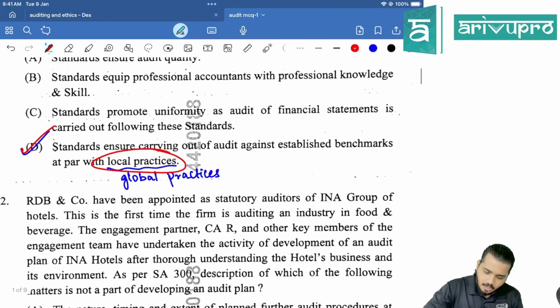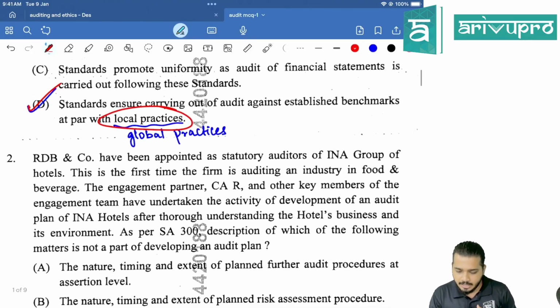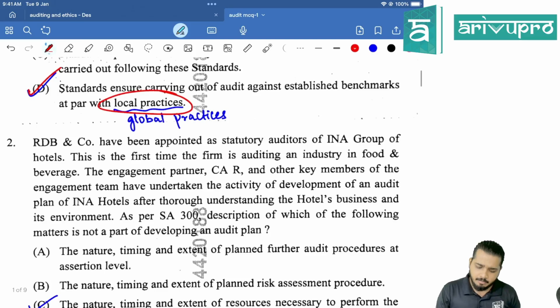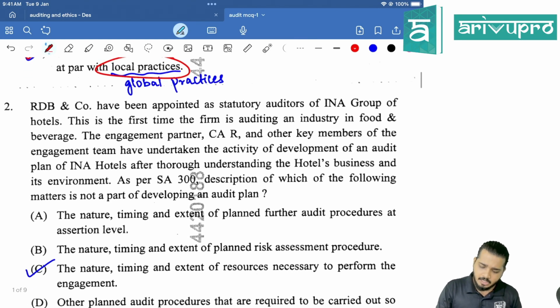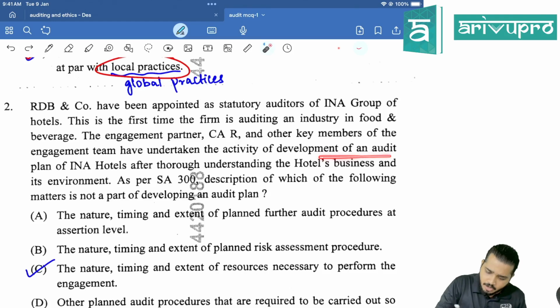Next. RDB and Co have been appointed as statutory auditors of INA group of hotels. This is the first time the firm is auditing an industry in food and beverage. The engagement partner CAR and other key members of the engagement team have undertaken the development of an audit plan of INA hotels after thoroughly understanding the hotel's business and its environment. As per SA 300, description of which of the following matters is not a part of developing an audit plan?